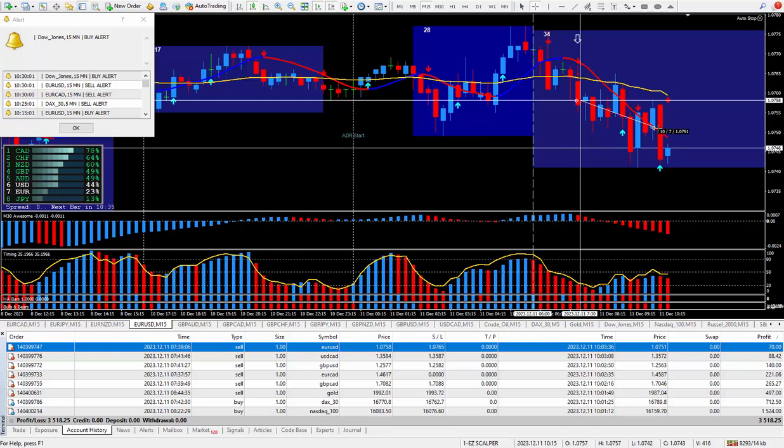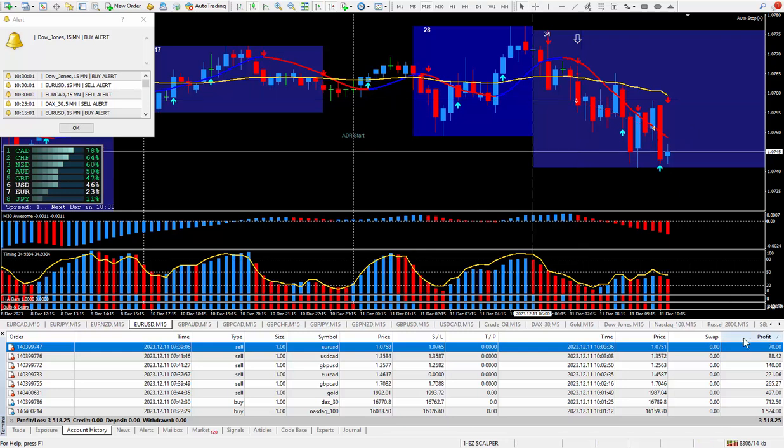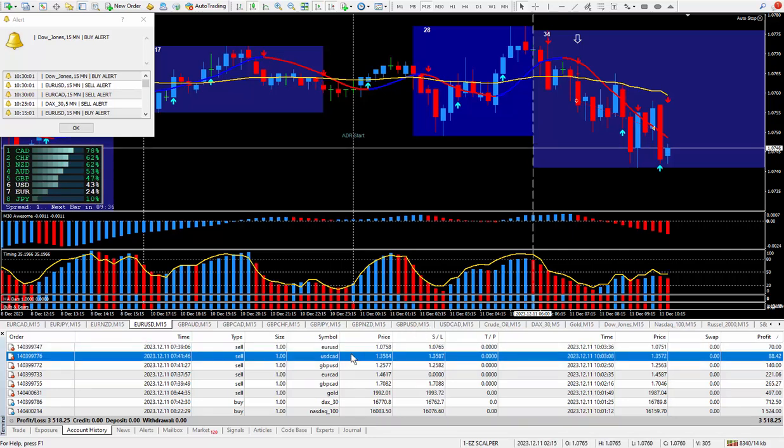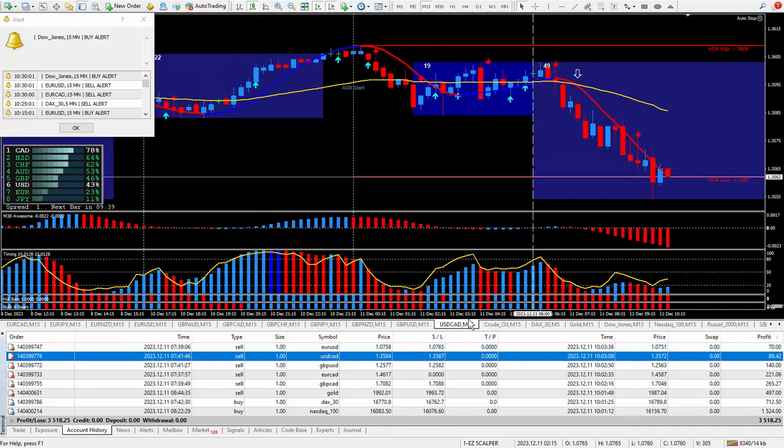Now, euro dollar does pay $10 for each pip. So looking at the money, this should be 7 pips, and that paid out $70. Okay, let's move on to the next trade, which is dollar CAD.